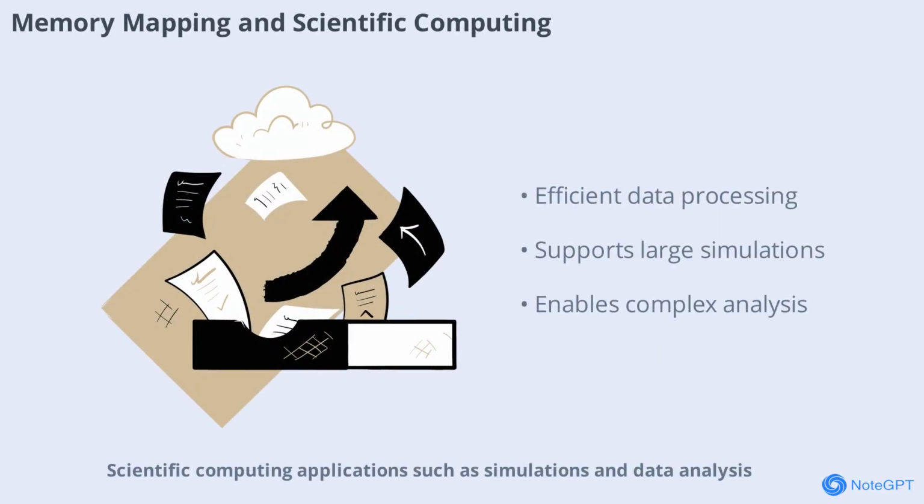Scientific computing applications such as simulations and data analysis often use memory mapping to handle large datasets and results. By mapping data files into memory, researchers can process information efficiently and perform complex calculations without running into memory limits. This technique is vital for advancing research in fields like physics, biology, and engineering.